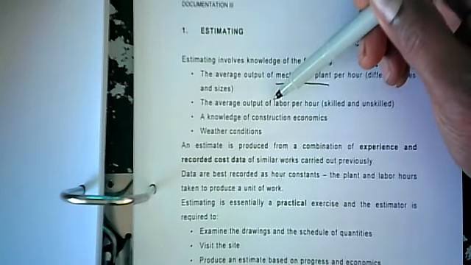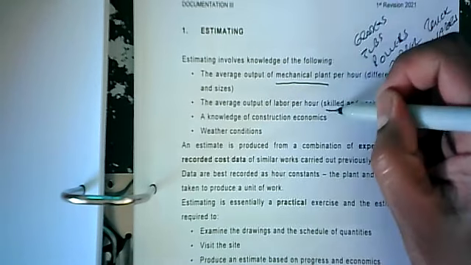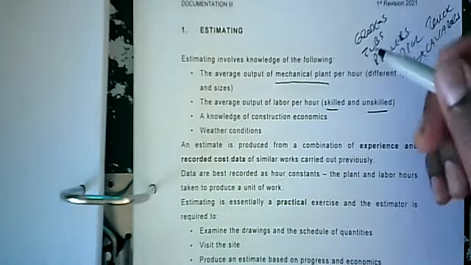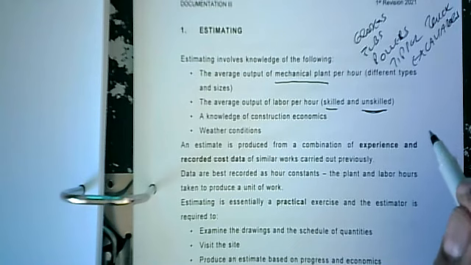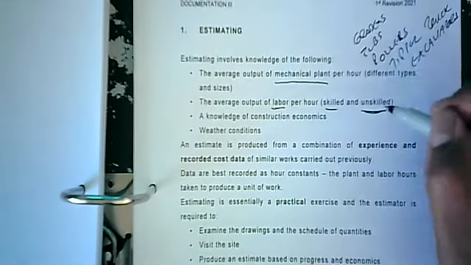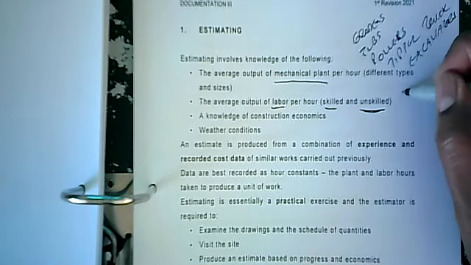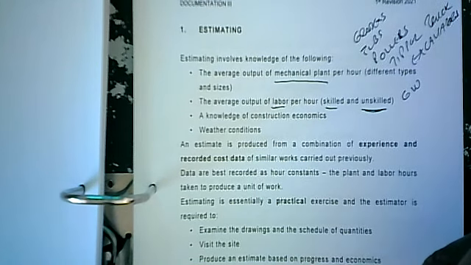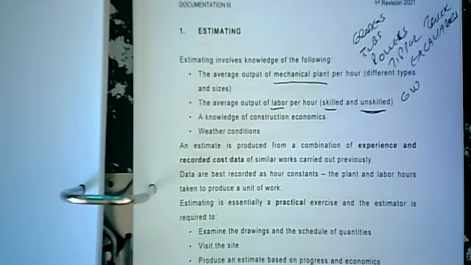Average output of labor per hour, skilled and unskilled. So who would you consider to be unskilled labor? We're talking about people, labor, we're talking about unskilled. All those individuals that basically do general work, or general workers, that do the activities by hand: wheeling a barrow, loading sand, mixing daga, the daga boys and all those kind of things.